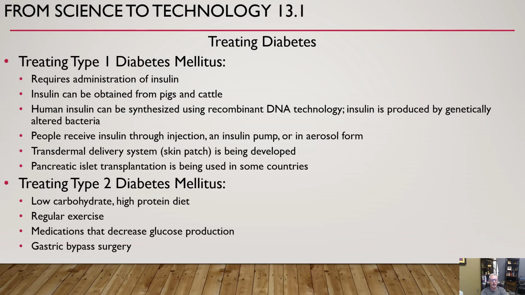So, with type 1 diabetics, without treatment, fatty acids and ketone bodies will accumulate in the blood. If you've heard of diabetic ketoacidosis, DKA, that's when you have these ketone bodies that are going to be building up in your bloodstream.